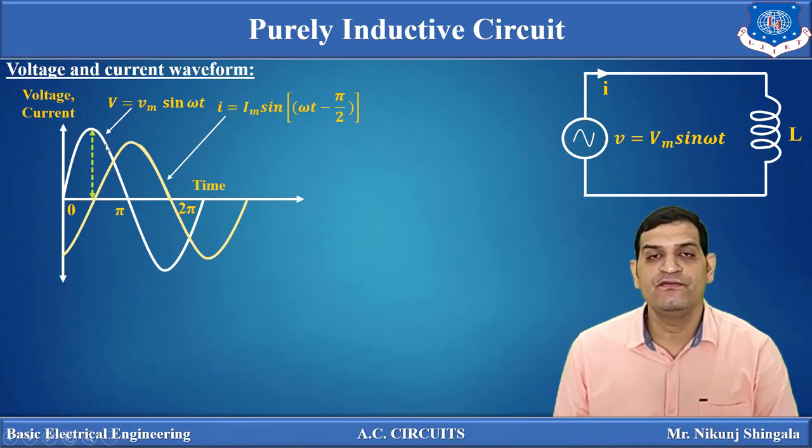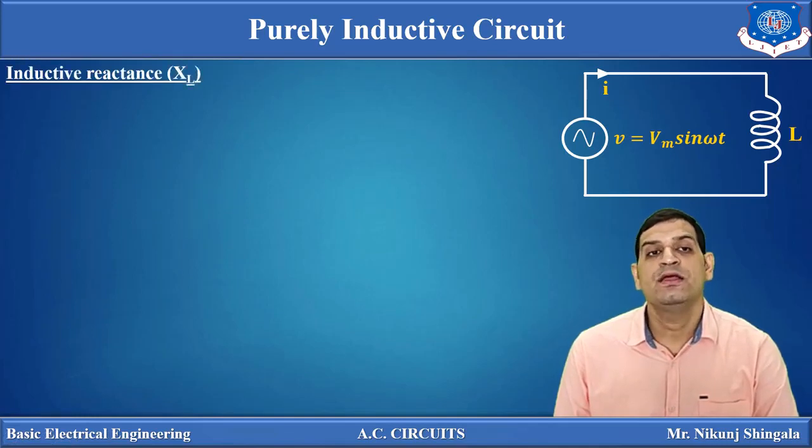From both the waveforms we can see voltage attains its minimum value at the origin and current attains its minimum value at pi by 2. So there is a phase shift of pi by 2 between voltage and resulting current. This is how you can draw the voltage and current waveforms.